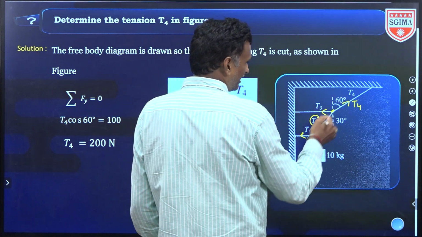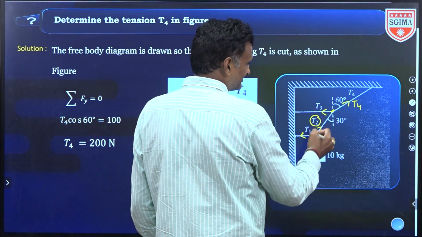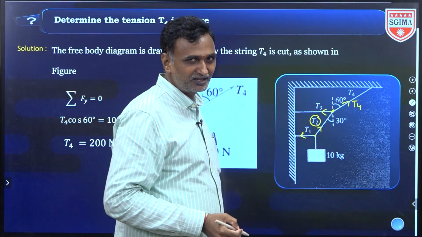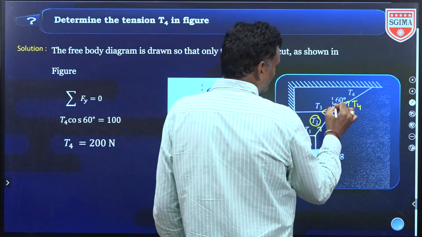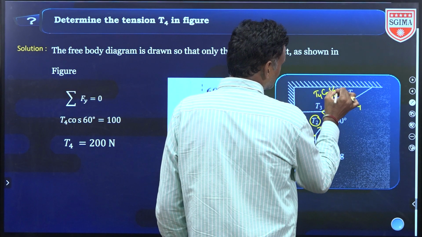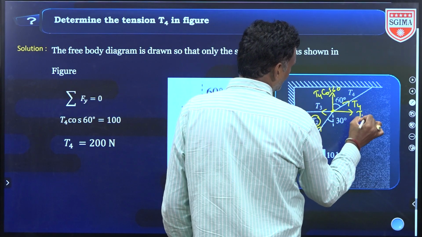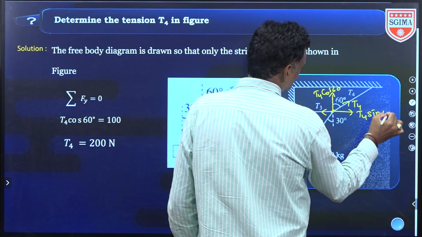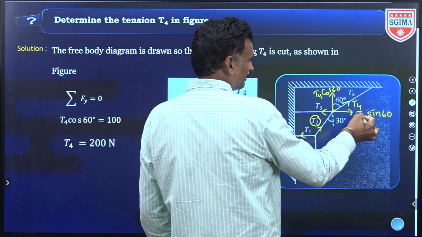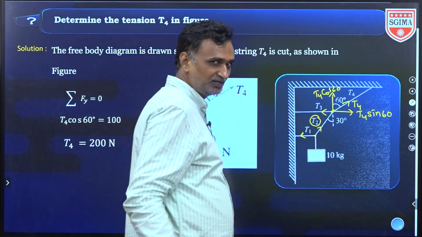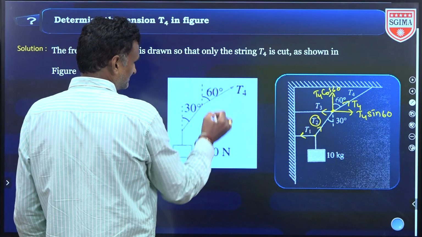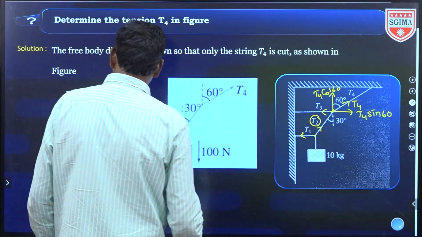So we don't get any problem, directly we can join these points, and we can take T4 components directly. T4 component in this direction we get T4 cos 60, and in the horizontal direction T4 sin 60. So T4 cos 60 balances mg, T4 sin 60 balances T3. In the vertical direction, T4 cos 60 balances 10g, which means 100 newtons.